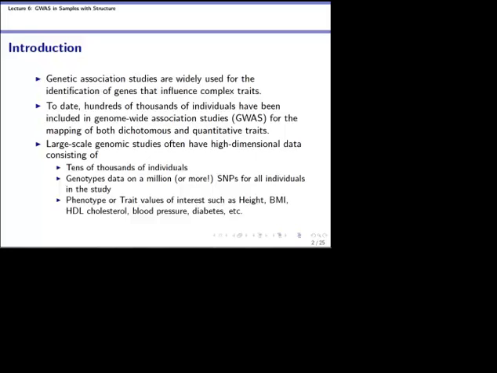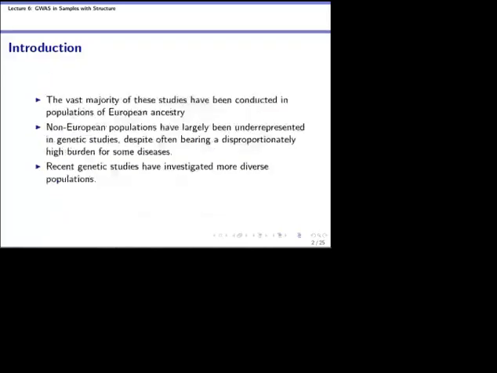Okay, so genome-wide association studies to date have included hundreds of thousands of individuals for mapping of both dichotomous and quantitative traits. So large-scale genomic studies often have very high dimensions, many more SNPs than individuals, so tens of thousands of individuals and millions of genotype SNPs, as well as a variety of trait values.